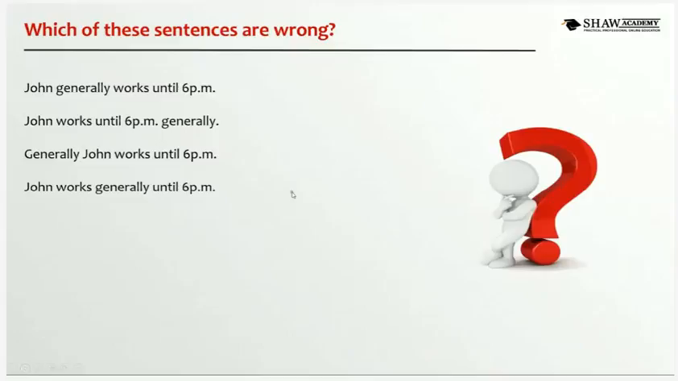Yeah, so very good. Most of you, yeah. So this one and this one. So these are wrong. John works generally until 6. It should be before the verb. So number 1 is right. And John works until 6 generally. Generally either goes at the start of the sentence or it goes before the main verb. Okay, so very good.